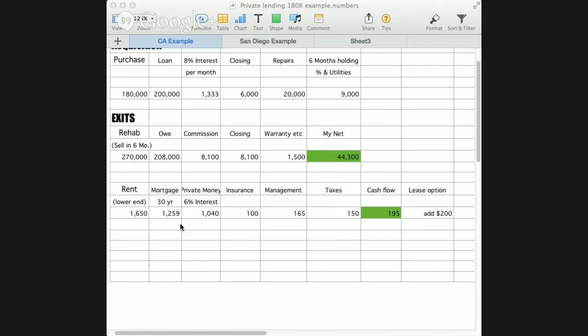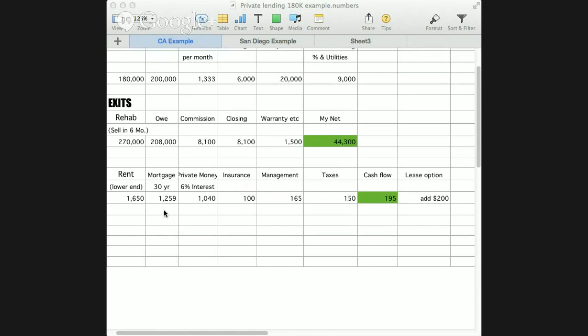And what I do with the private money lender is I explain if we decide to keep it as a rental, and of course you want to know your exit strategy going in because you rehab the property in a different way if you're going to flip it. But say, for example, the market turned on you and you couldn't really sell it, then your second exit strategy is, well, we'll rent it until the market gets a little better.